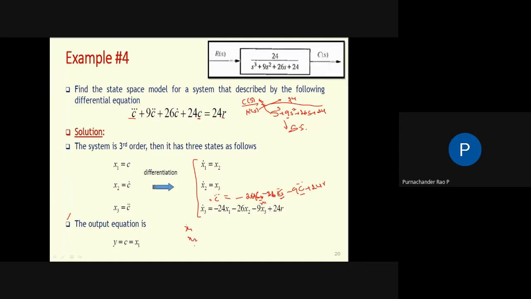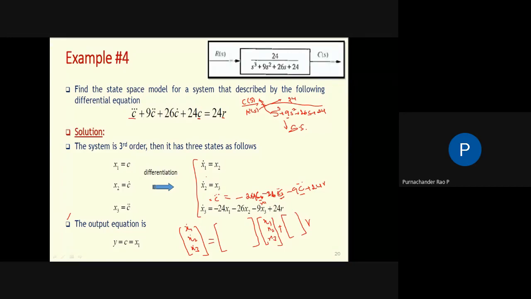Okay, the state model, we call it a state equation: x1 dash, x2 dash, and x3 dash will be equal to this state matrix A, which is multiplied with x1, x2, x3. These are the state variables, plus the input matrix B into R.